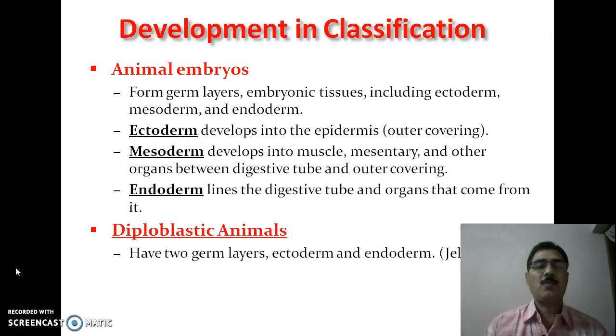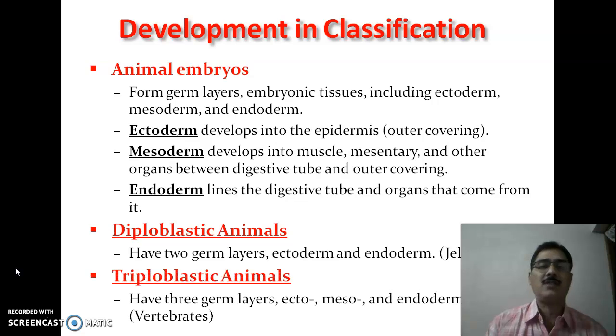In the case of diploblastic animal, di means two and diploblastic means those animals in which there are only two germ layers, one the ectoderm and other one is the endoderm, and the third layer, that is mesoderm, is absent, and instead of mesoderm they have a gelatinous mesoglia, as in the case of jellyfishes.